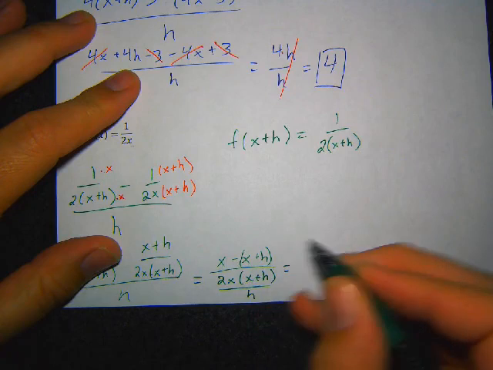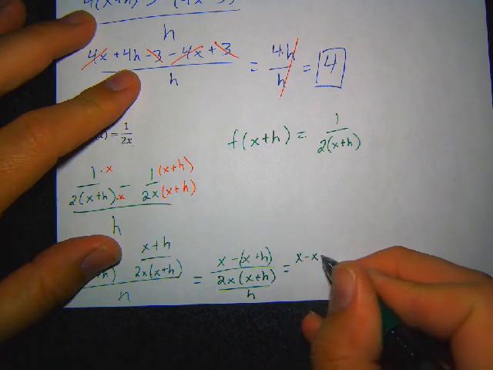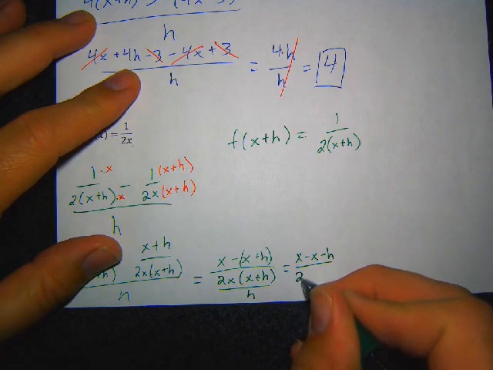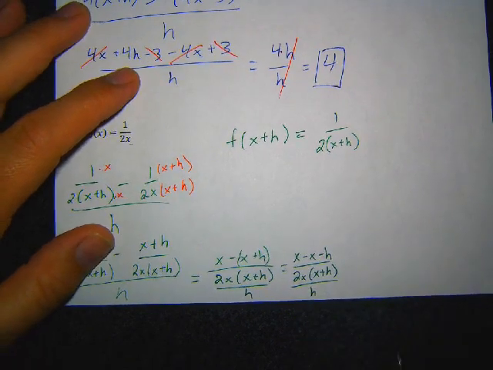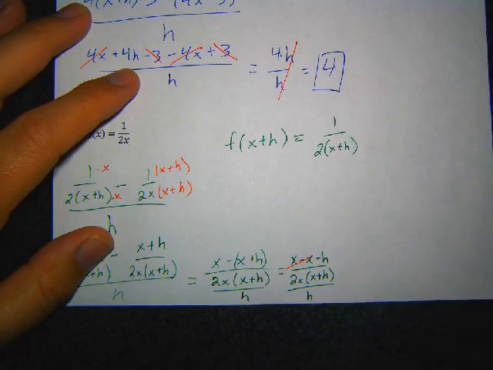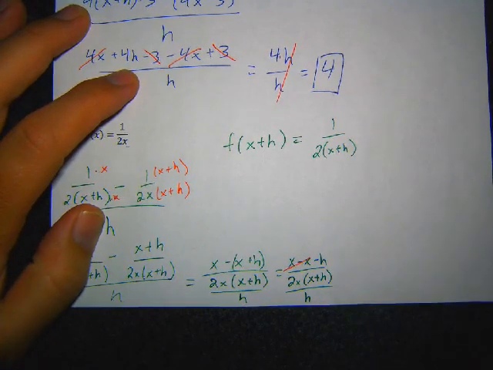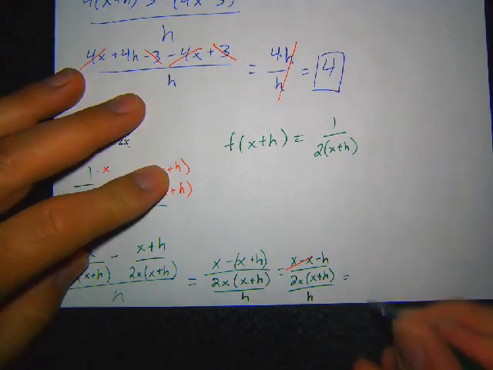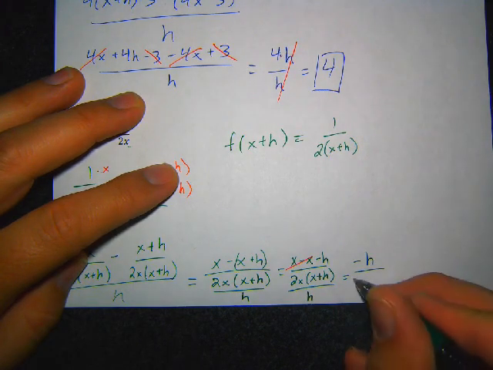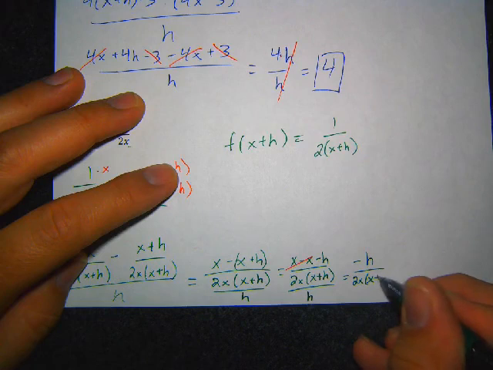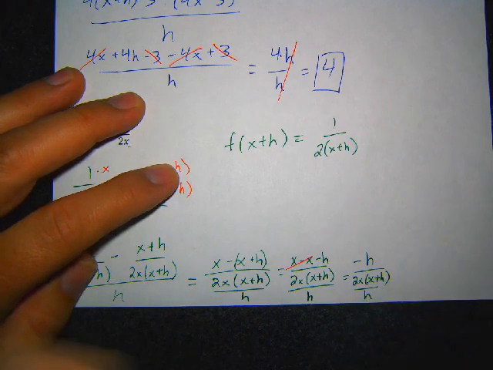So I get x minus x minus h over 2x times x plus h, over h. You can see the x's cancel. So those cancel. So I get negative h over 2x times x plus h, over h.